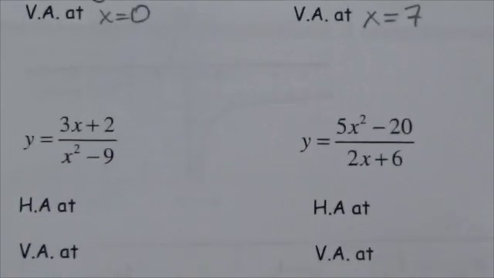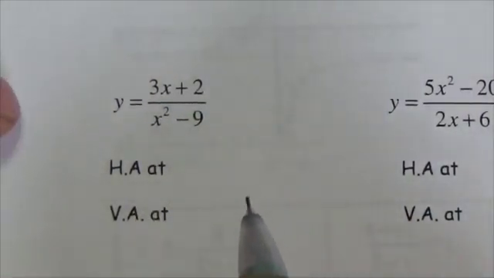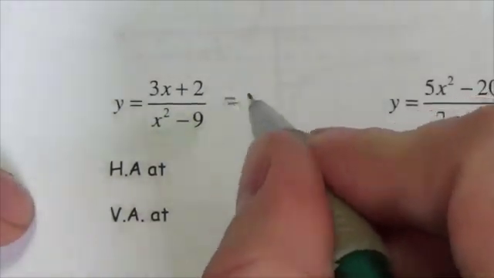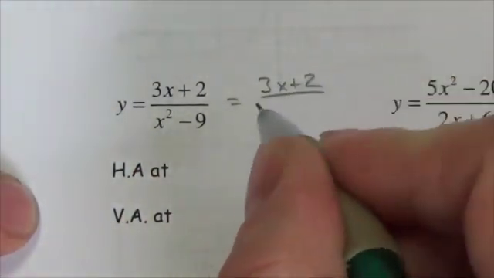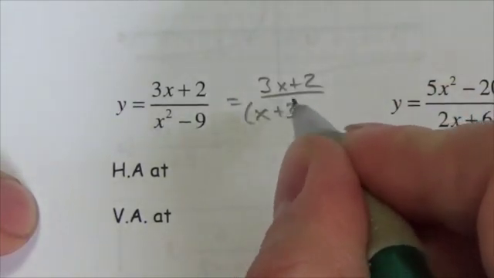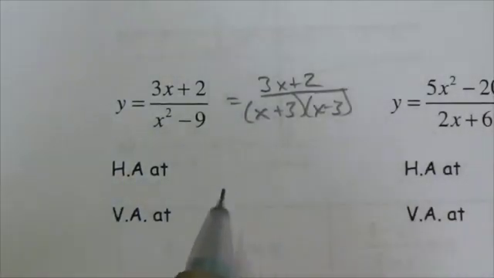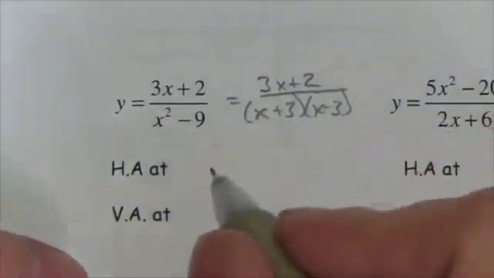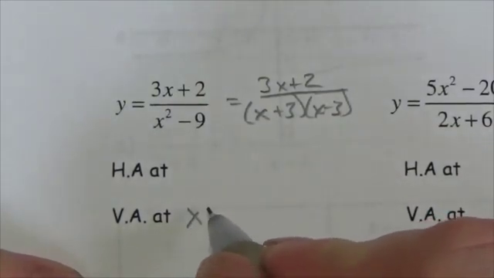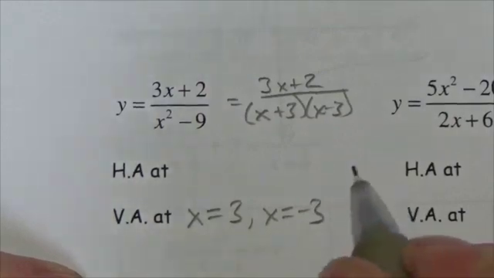Okay, let's drop down. Next one here, we've got 3x plus 2 over x squared minus 9. Again, I need to factor this. Can't really factor the numerator, so I'm just going to leave it as 3x plus 2. But the denominator can be factored: x plus 3, x minus 3. It's a difference of squares. So now I'm going to have 2 non-permissible values here at positive 3 and negative 3. So that means I'm going to have 2 vertical asymptotes at positive 3 and negative 3.